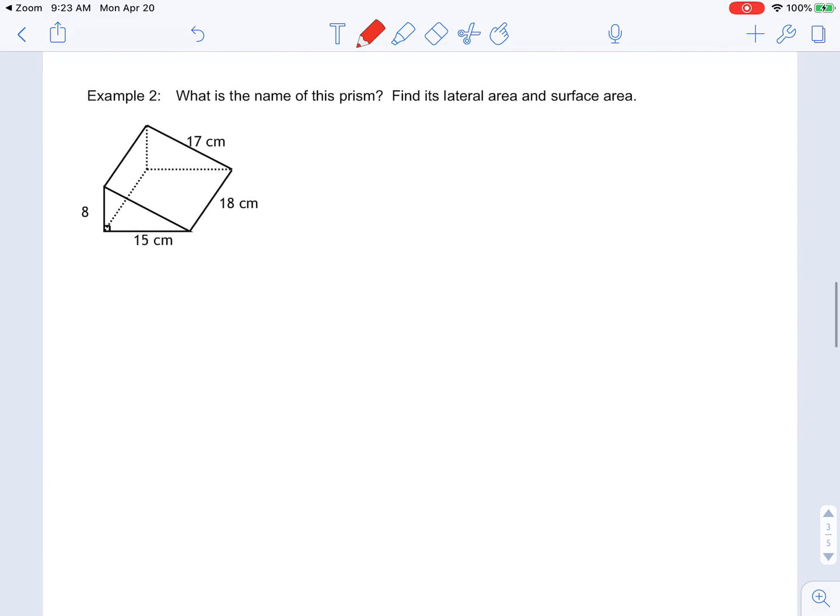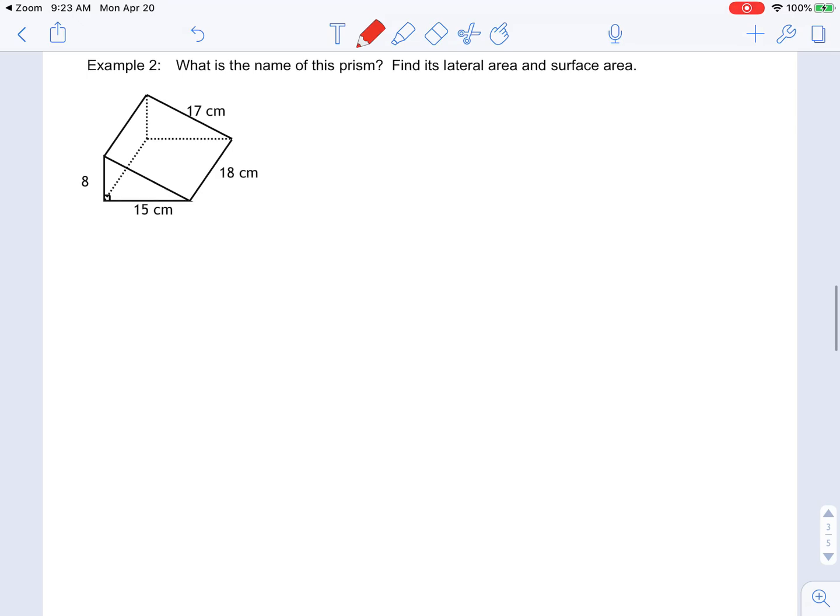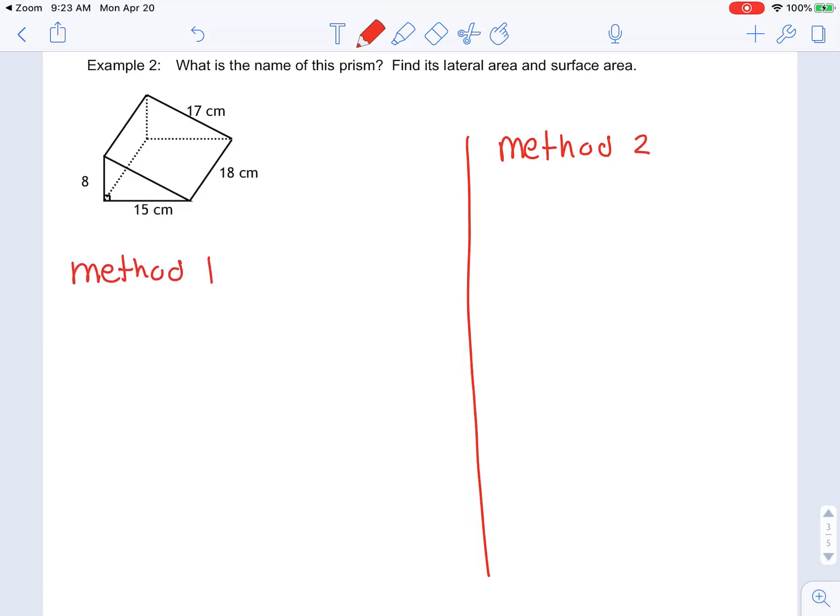So as we've seen a couple of examples now, let's look at another example. And this time we are going to try this using both methods so that we can compare and decide what method you like best. So method 1, method 2. And I'm always going to start with method 1. Method 1 is where we're going to break it apart, look at the individual surfaces, find the individual areas, and then add them together.